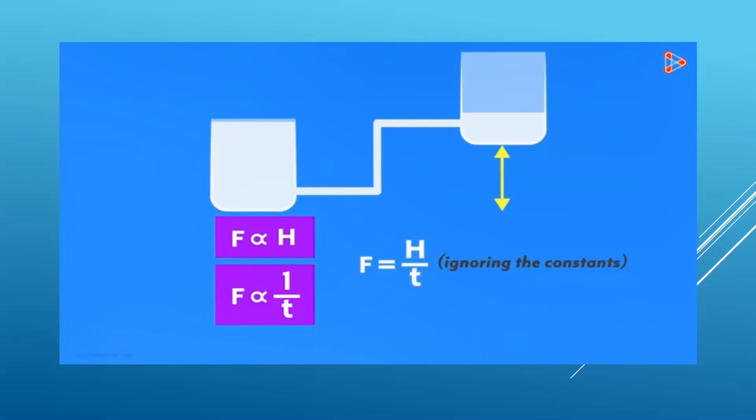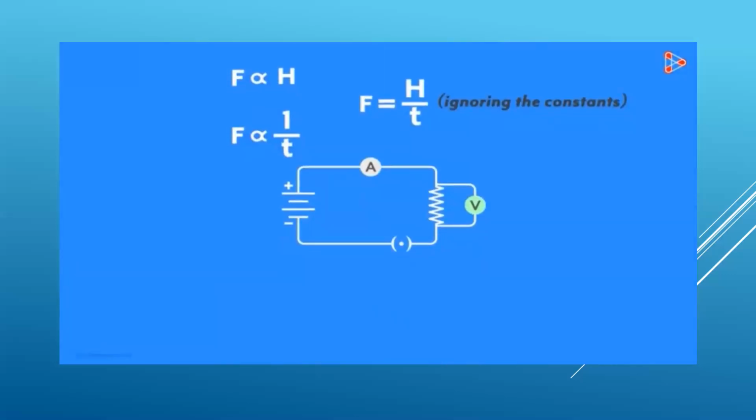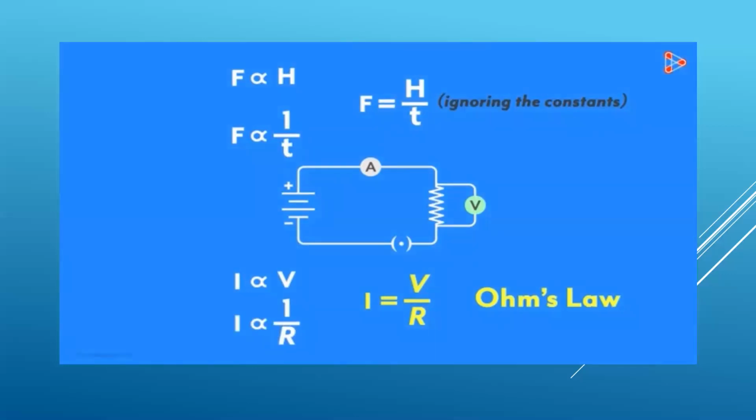Why did I give you this example? Because it's analogous to Ohm's law. The flow of water is analogous to the flow of current. The height difference is analogous to the voltage or potential difference, and the thinness is analogous to the resistance. The flow of current is directly proportional to the potential difference between the points and inversely proportional to the resistance.